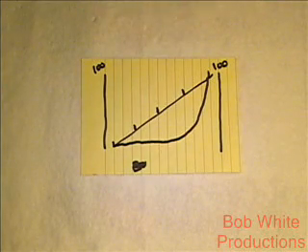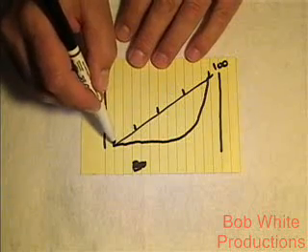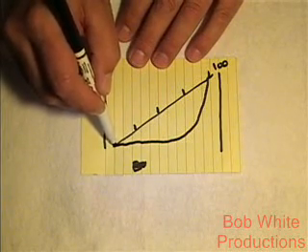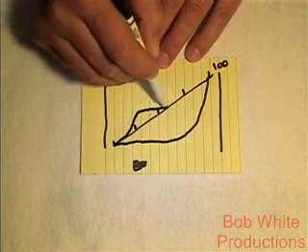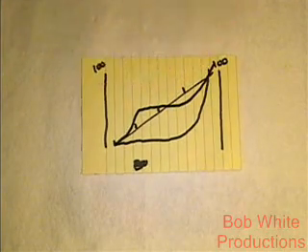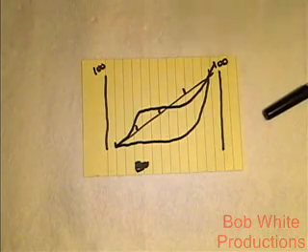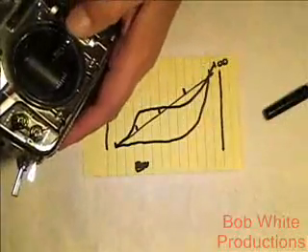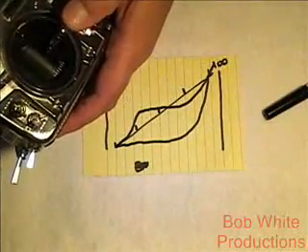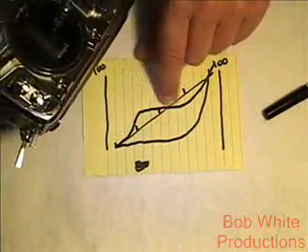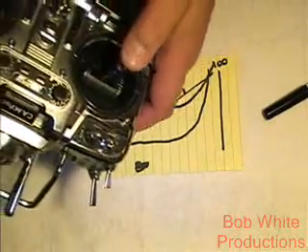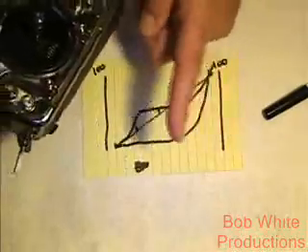I'm not going to get into expo in this video, but suppose we had a curve that looked like this. It came up, went flat in the middle, and then came up again. Now, what that kind of curve would do is similar to what I explained here. At the end of the stick, it would move the servo a lot. But right in the middle points of the stick, the servo would hardly move.